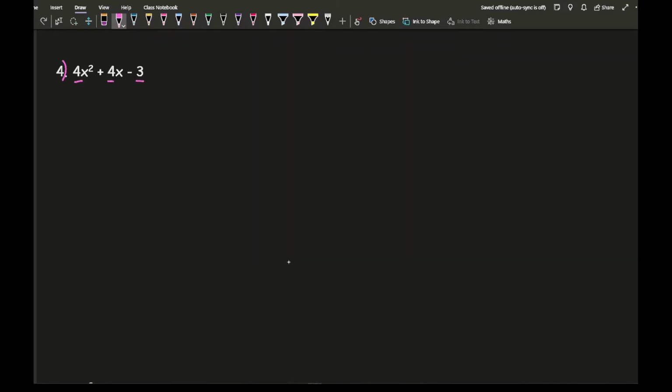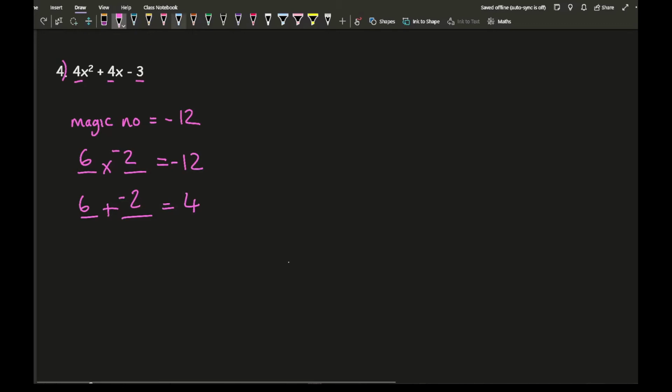So here we then need to work out our magic number. Our magic number in this case is going to be 4 times minus 3, which is minus 12. So I'm looking for two numbers that multiply together to give me minus 12, and added together give me positive 4. So the two numbers that we're probably thinking of are going to be 6 and 2. And for this to get positive 4, it means that the 2 needs to be negative.